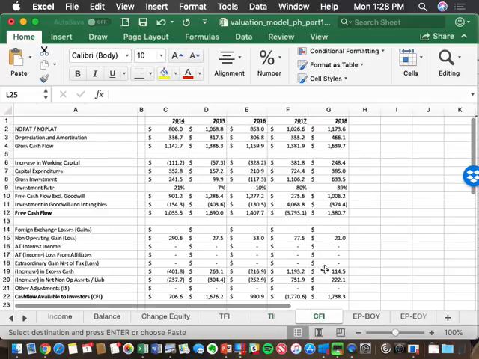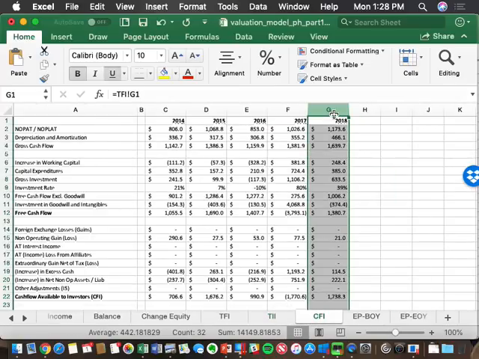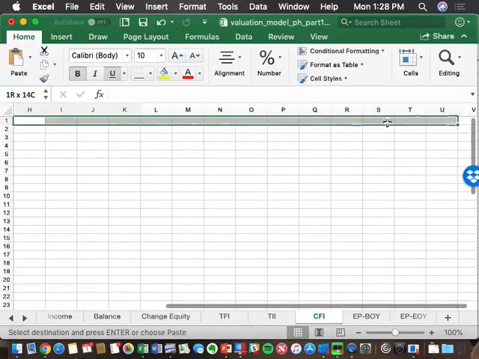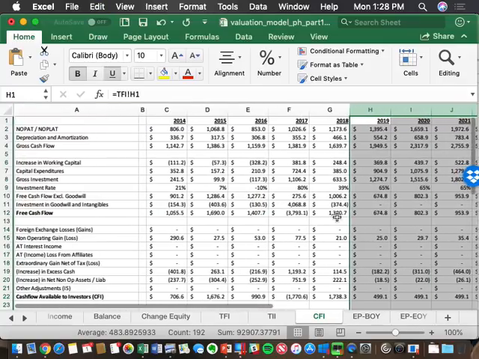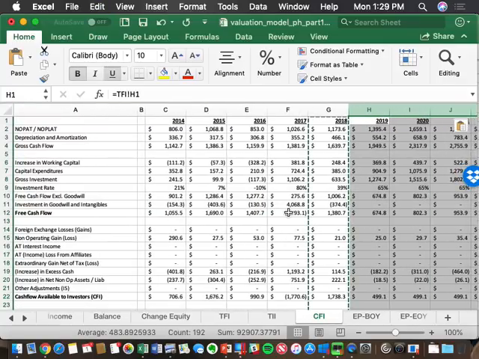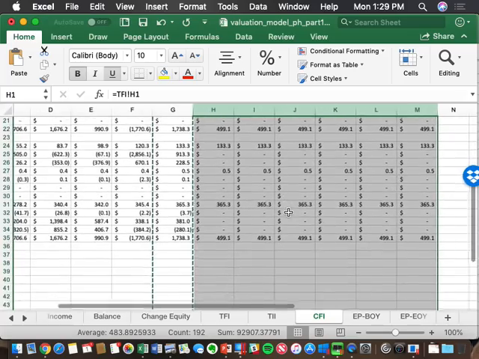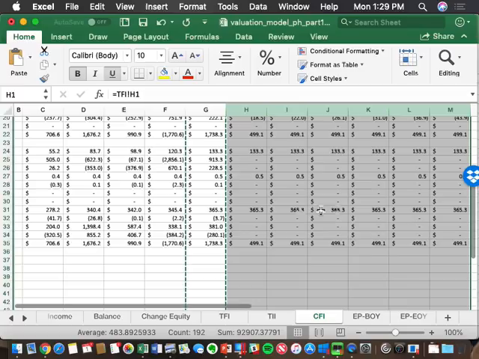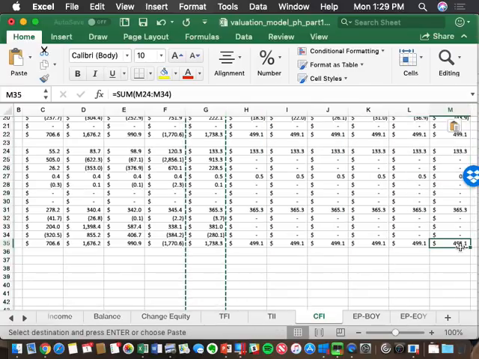Go to your CFI. Take column 2018, copy it. Again, go to column M as in Mary, paste it. This one actually did have the relative reference in that formula, but here's the point. You now have balancing CFIs going through 2024. Again, if you want to check your math, 499.1.